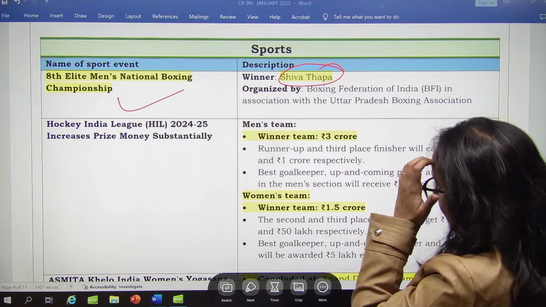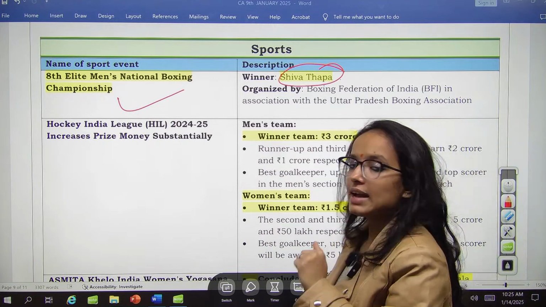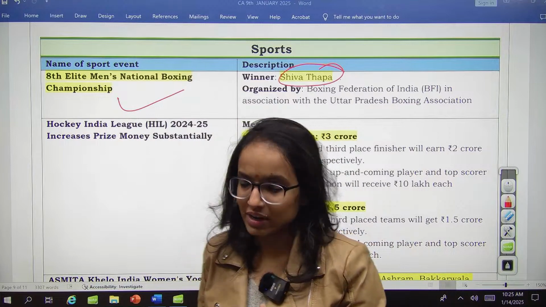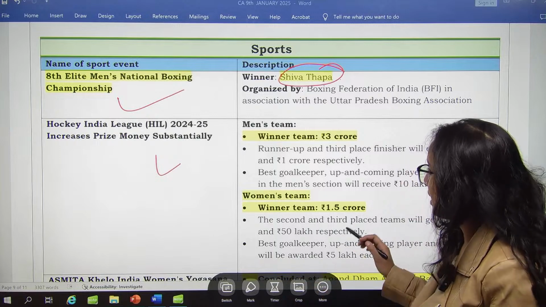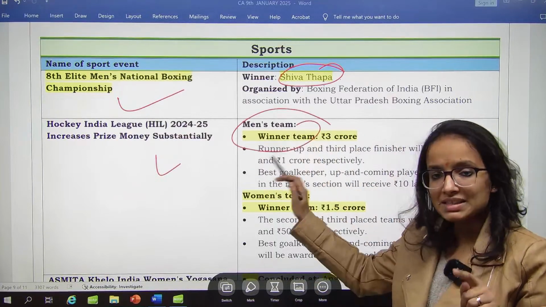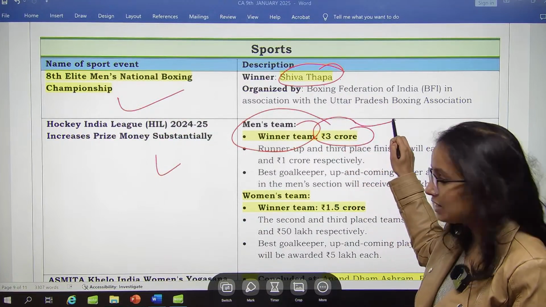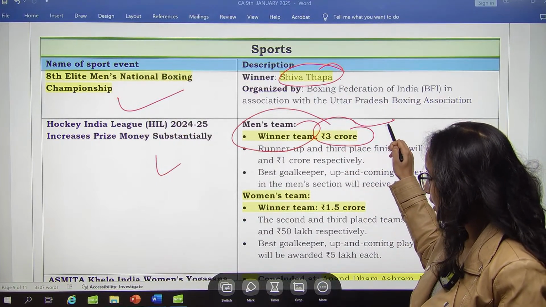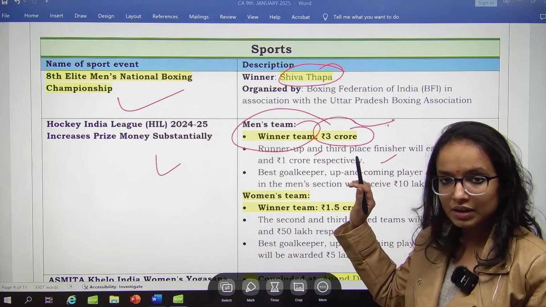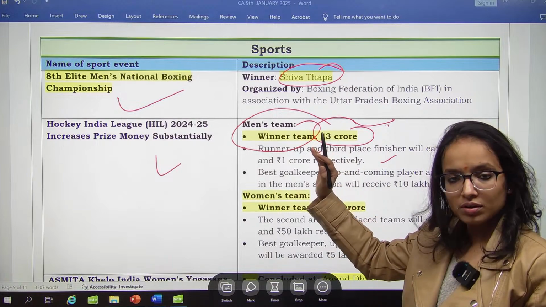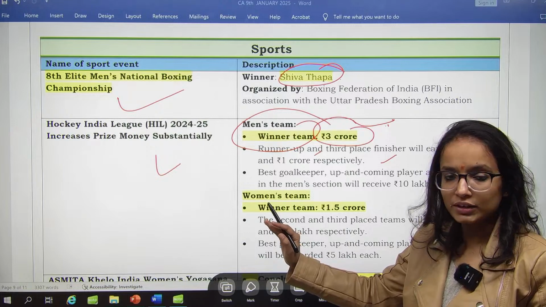So Hockey India League has started. What is important here is that they have increased the prize money for Hockey India League, right? Prize money, substantially they have increased. Hockey India League winner team in the men's category will be awarded 3 crore rupees. Quite a substantial increase, 3 crore rupees. Runner-up and third place get 2 crore and 1 crore respectively, right? So winner 3 crore, first runner-up 2 crore and second runner-up 1 crore.